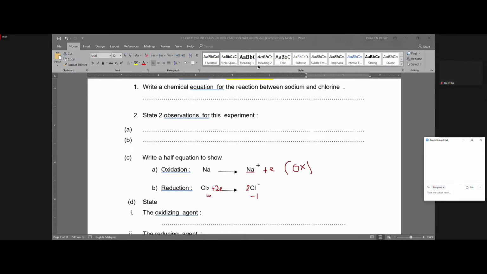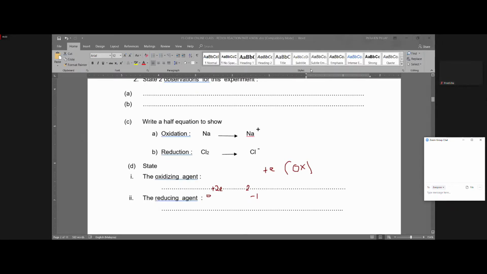Let me check. Yongsin is here. Yongsin, what is my oxidizing agent and what is my reducing agent? Chlorine is the oxidizing agent. Okay, chlorine, very good. Or you can put Cl2 again or chlorine. Then what is my reducing agent? Sodium. See, oxidizing, reducing comes from here, one of them. Well done. Very good. Any questions so far? I think it's quite straightforward. Okay, we go to the next one.